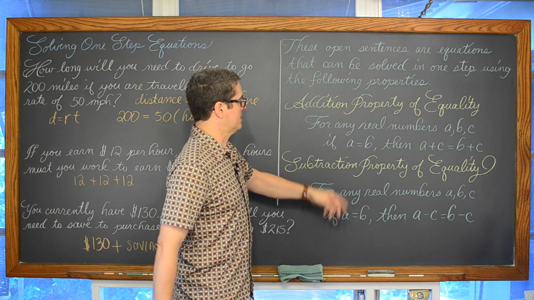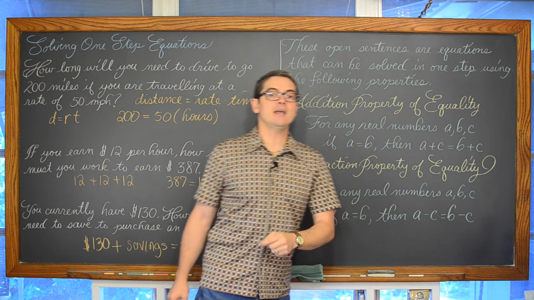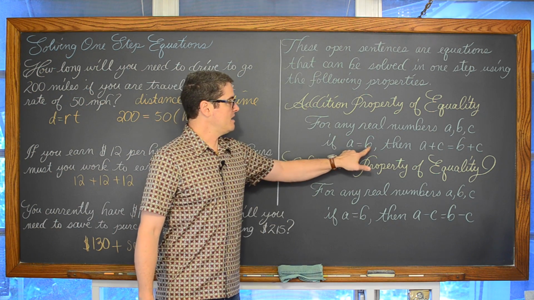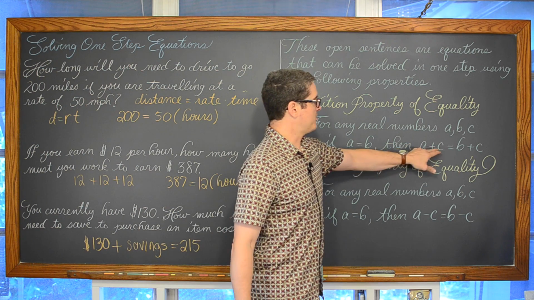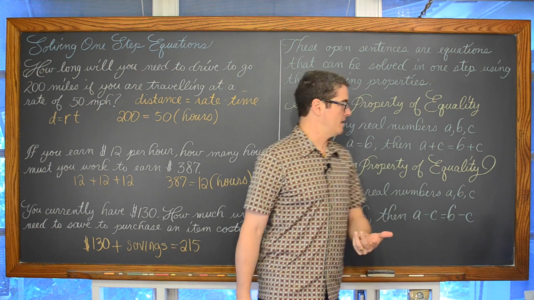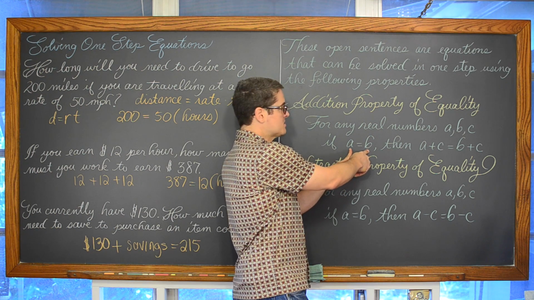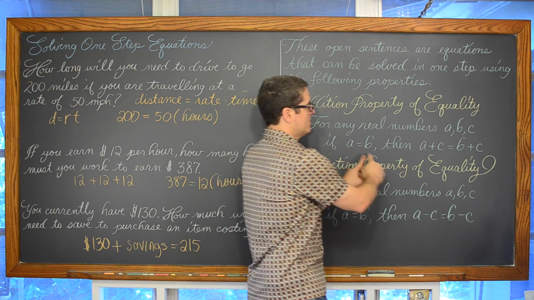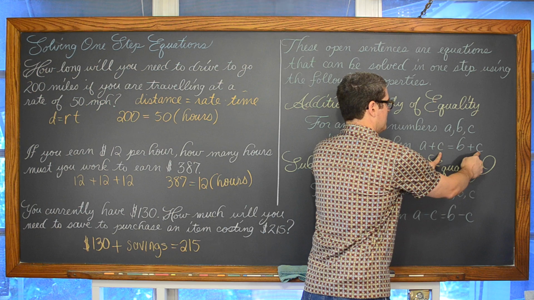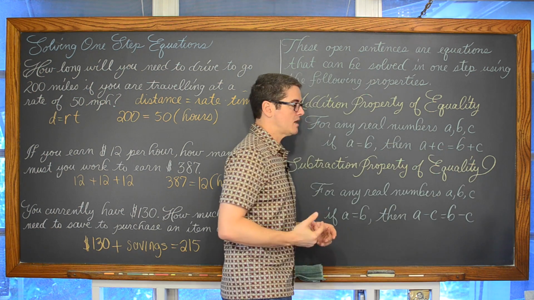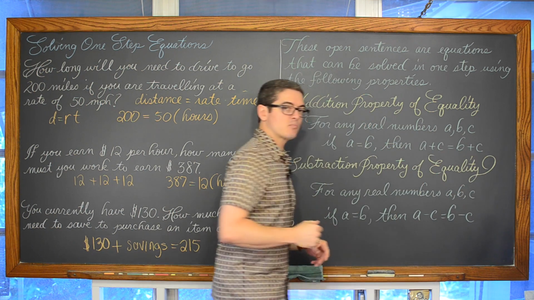Addition property of equality. For any real numbers a, b, and c, if a is equal to b, then a plus c is equal to b plus c. Meaning that, I have two unknown quantities. They're being set equal to each other. But if I add the same value to both sides of the equation, I'm still going to get equivalent expressions.